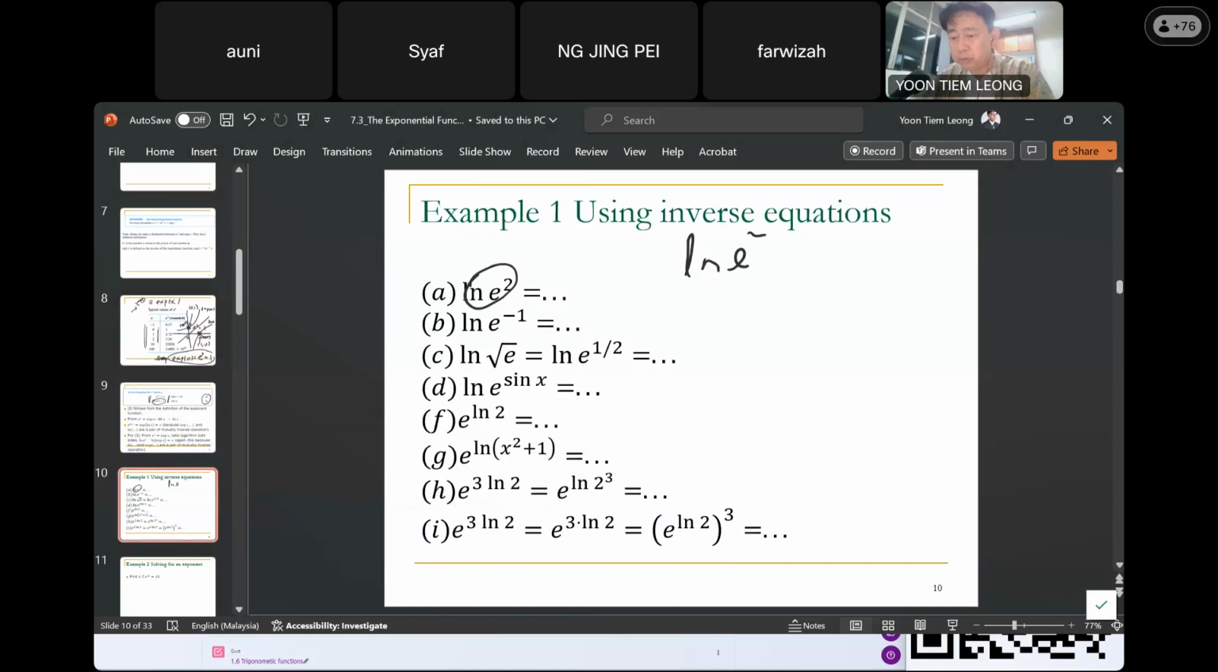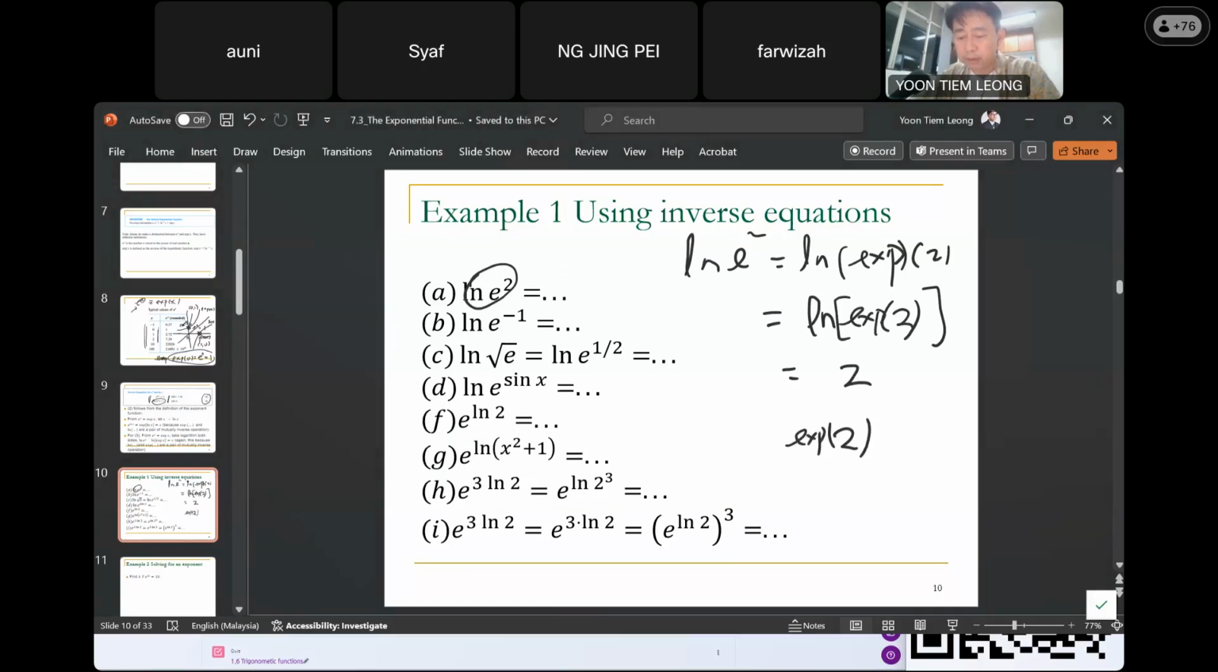So ln e squared is the same as ln of exponential of 2. This is to say you have a 2, you slot it into the exponential function, and then you take the log of the exponential function. So this is equal to 2. The reason is that you have a 2, you slot the 2 into the exponential function, and then you take the log.